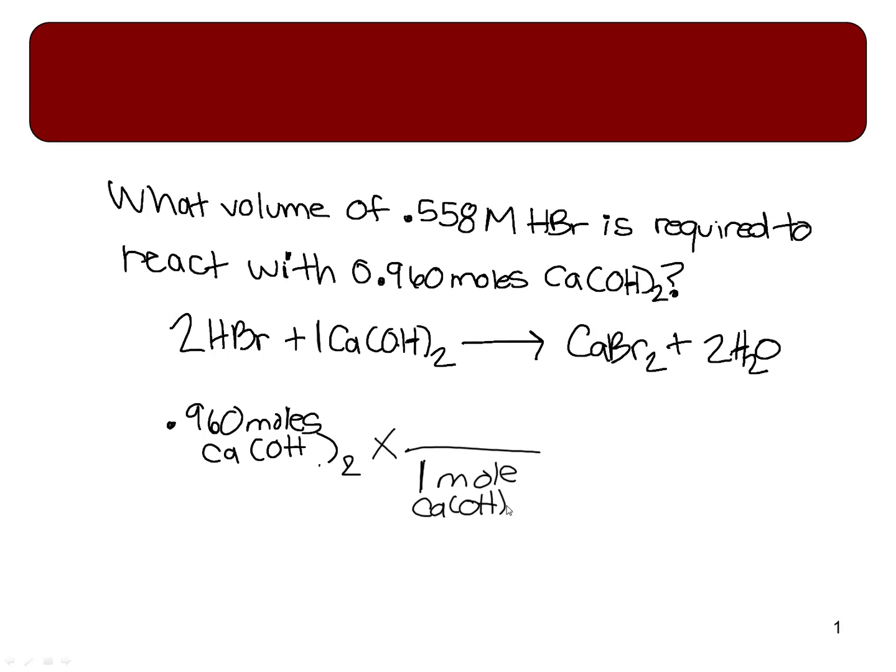We're looking at our mole-to-mole ratio, and then we're trying to find HBr, right? So we have 2 moles HBr. So this first step is the same as what we were doing the last unit. Okay, so now we're in units of moles HBr. So we've converted from calcium hydroxide to our acid here, hydrobromic acid.